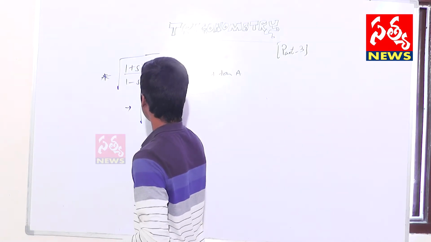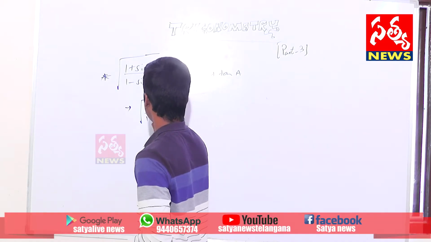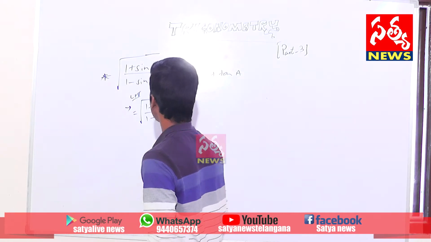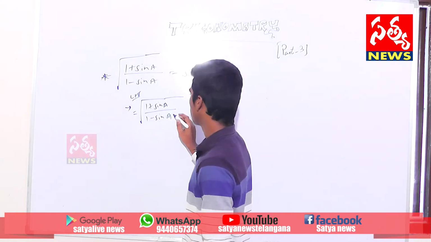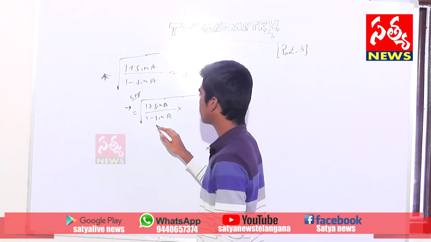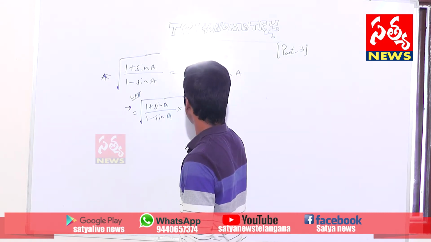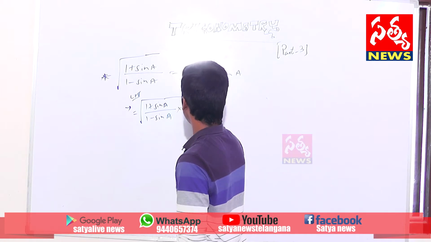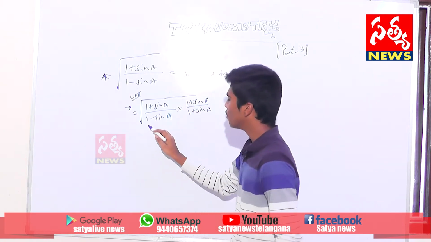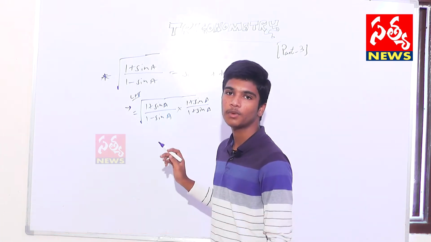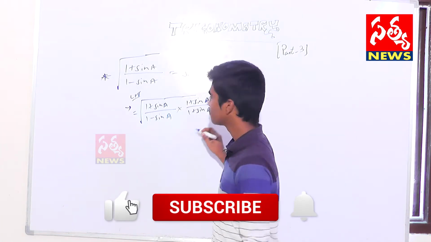Under root (1 plus sin a) by (1 minus sin a). Let's take the LHS. Here we have to multiply and divide by 1 plus sin a in the root, 1 plus sin a by 1 plus sin a, so that we can get 1 minus sin a into 1 plus sin a, which is 1 minus sin square a, that is cos square a.